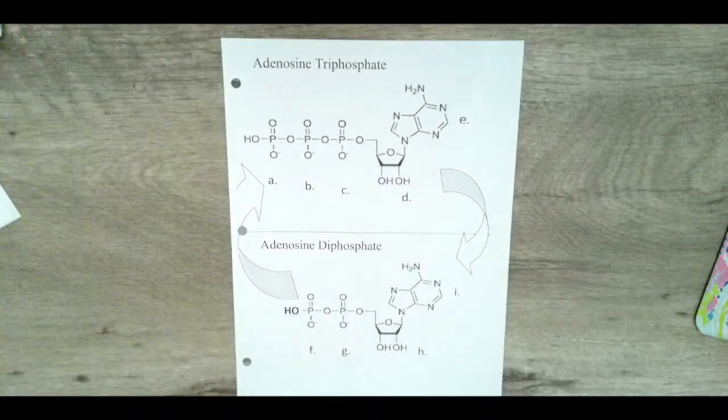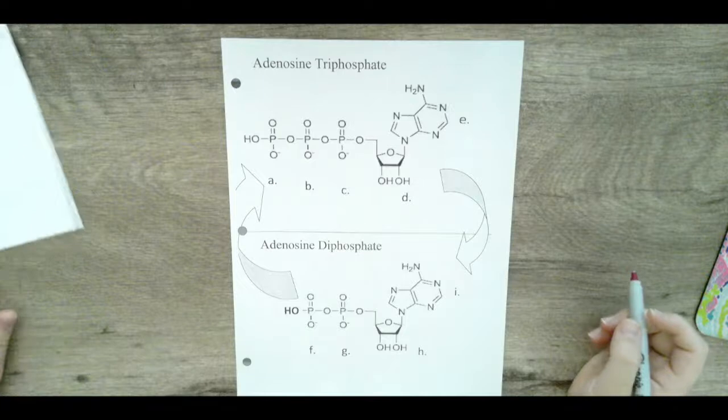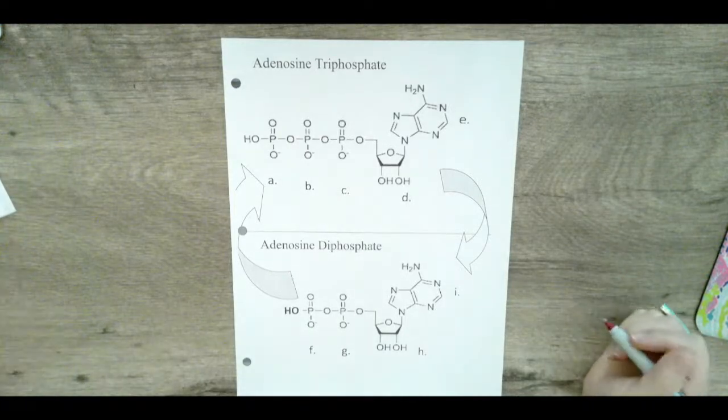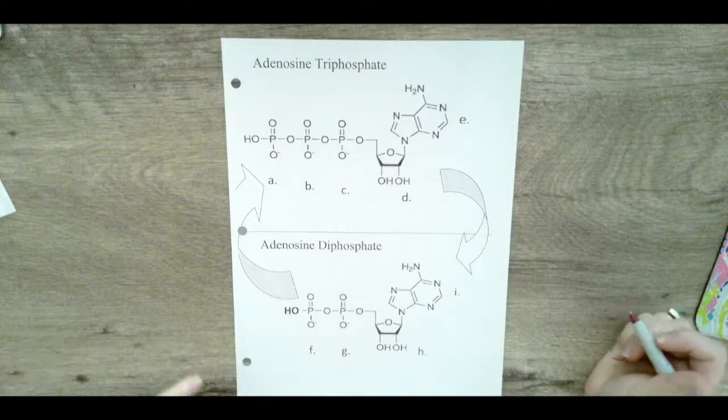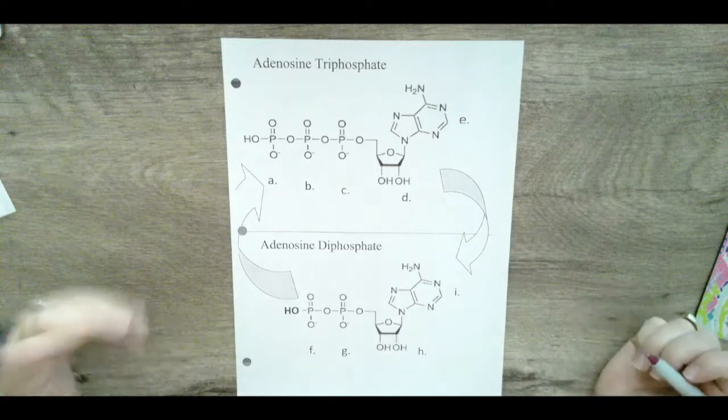Hello! Today we are going to talk about a special molecule in our cells called ATP. ATP is short for Adenosine Triphosphate, and that's the molecule that our cells use for energy.